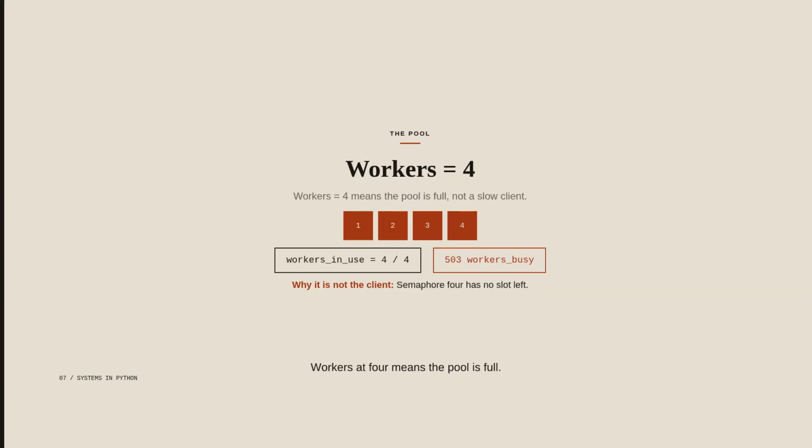Workers at 4 means the pool is full. Semaphore 4 has no slot left. A new acquire waits 200 milliseconds and then we answer 503. That gauge sitting on 4 is the finite server, not a slow client. A slow client would show a long wait on one row, not a pool stuck at 4. 503 follows that full pool after the 200 millisecond acquire.